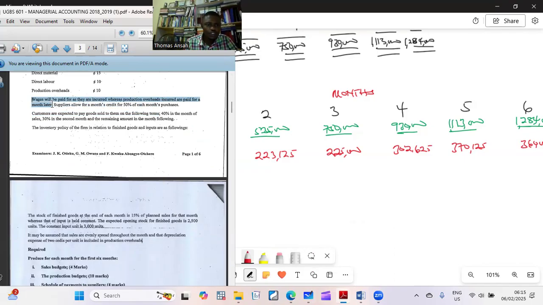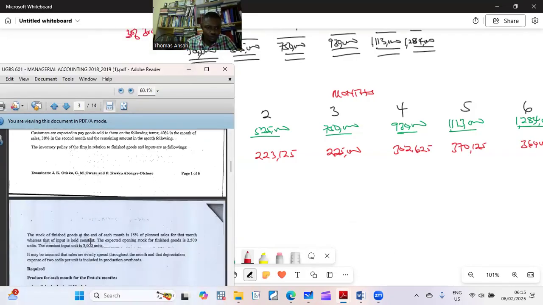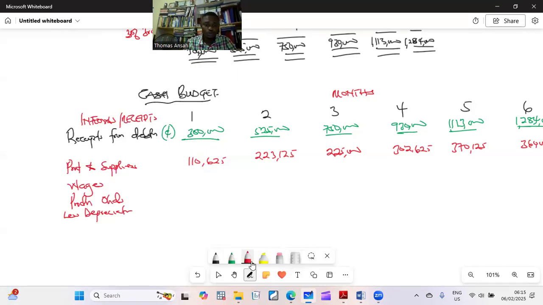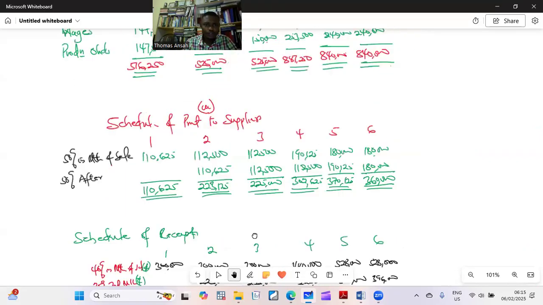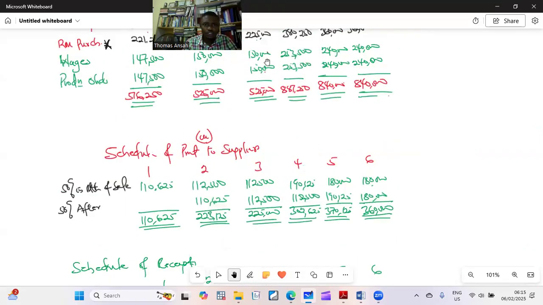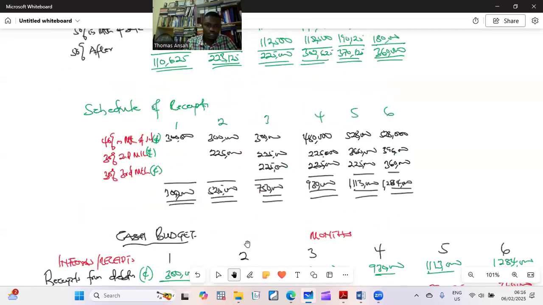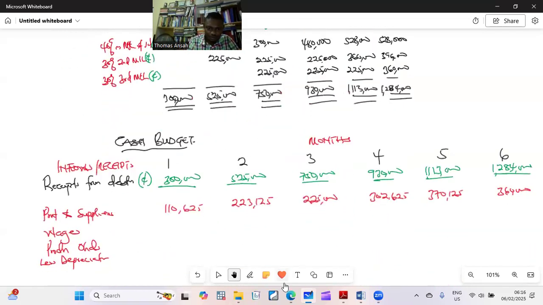Then the production overhead is paid 1 month later. But in each production overhead, there is depreciation. We were told that depreciation is included in each production overhead at 2 cedis per unit. We already know our units, so we will multiply them. So the wages were somewhere here. You see the wages, it is paid in the same month. So copy and paste, in the same month.